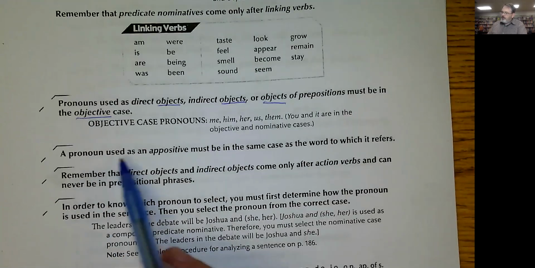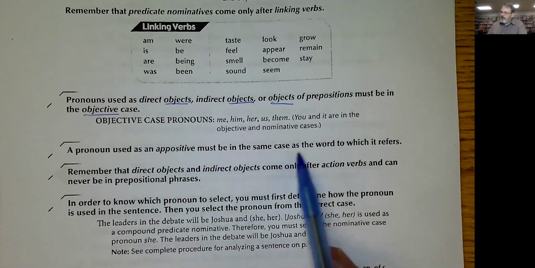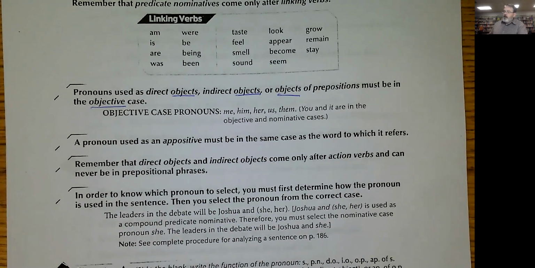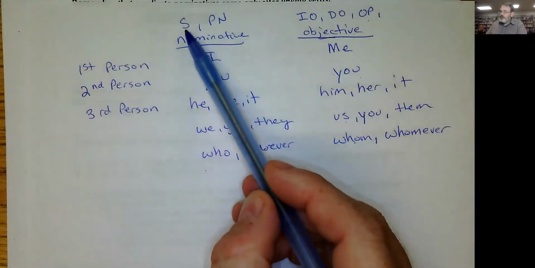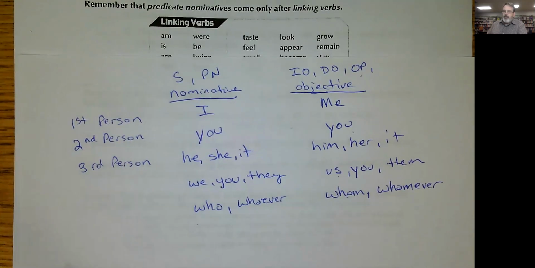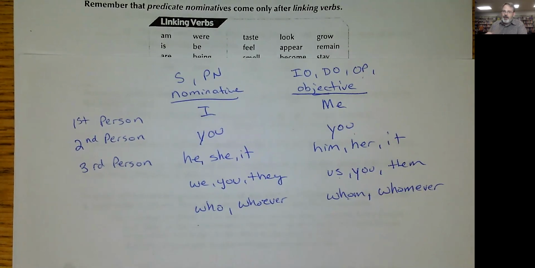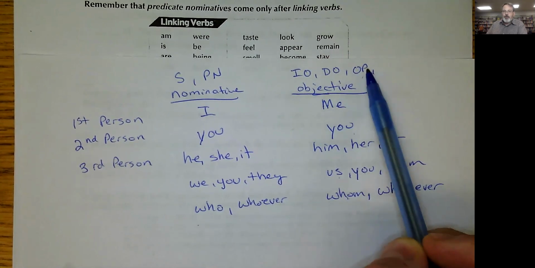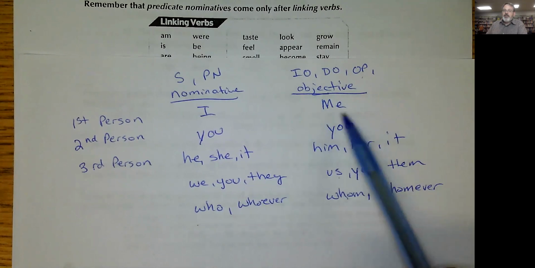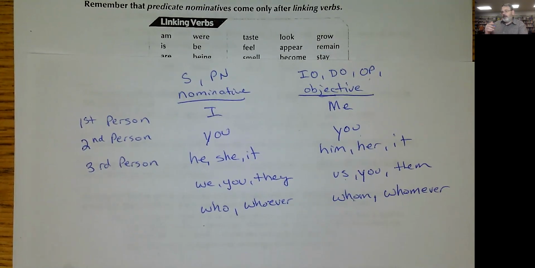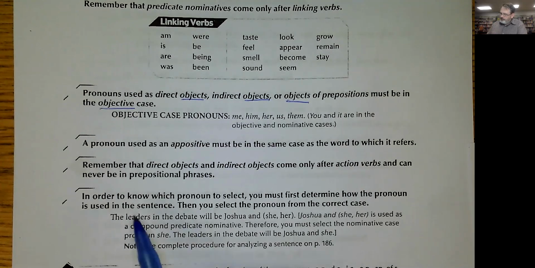A pronoun used as an appositive must be in the same case as the word to which it refers. So if you've got an appositive of a subject, then it's got to be nominative case. If you've got an appositive of a predicate nominative, then you have to use nominative case. However, if your appositive is of an indirect object, a direct object, or an object of preposition, then you use objective case.